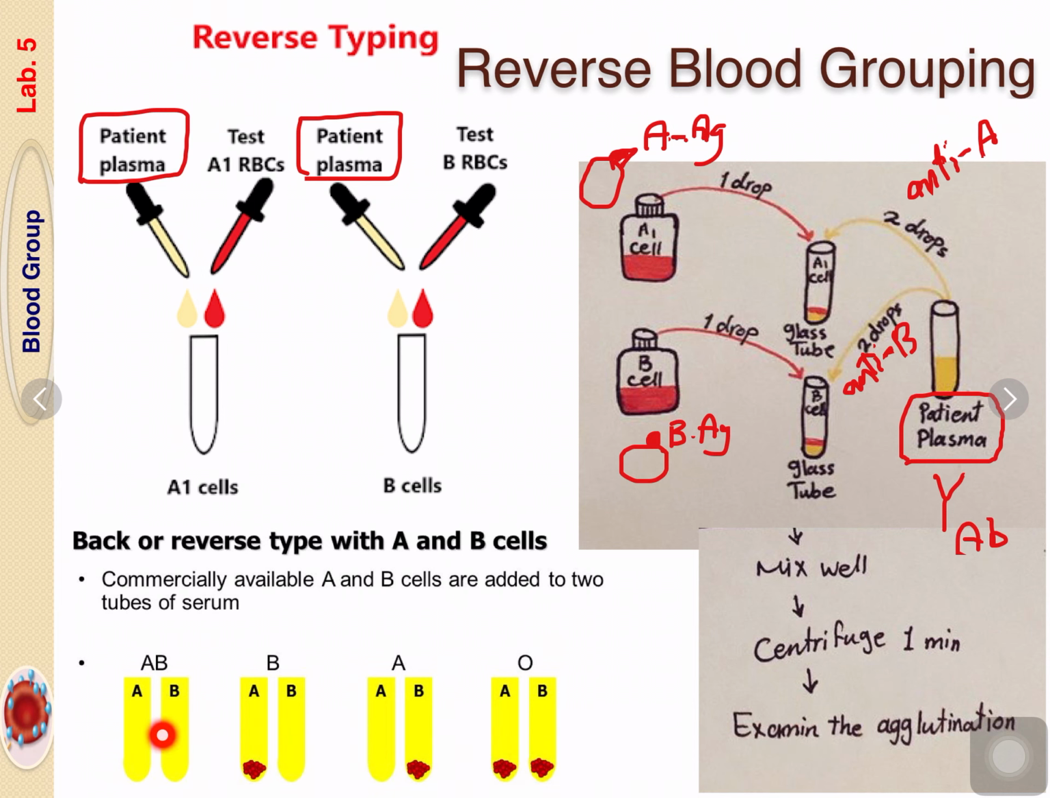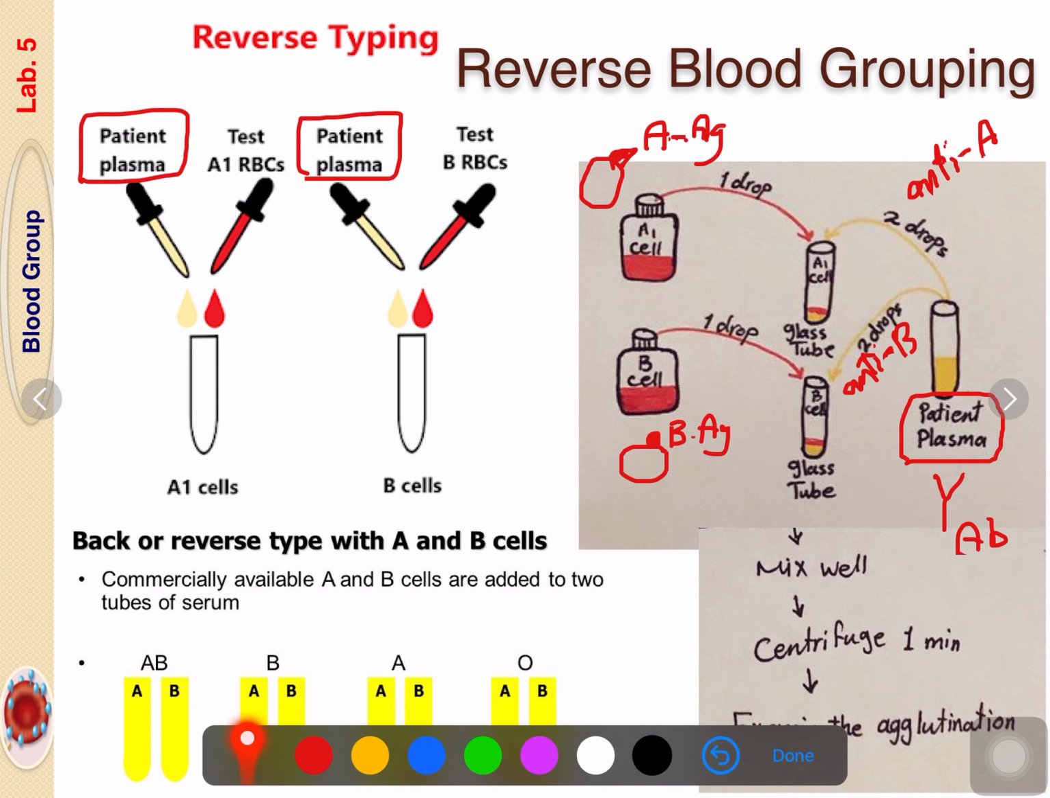Look at the results here. No agglutination in both of them. It means you don't have anti-A and anti-B. That's why you have blood group AB. Only anti-A, it means you have blood group B. Only anti-B, blood group A. Anti-A and anti-B, blood group O. So if you perform both of them together, you'll get a good result.